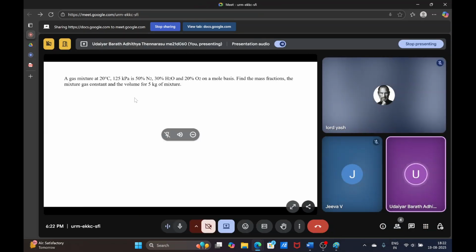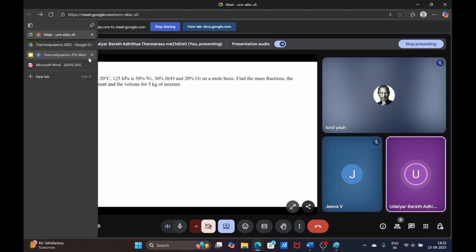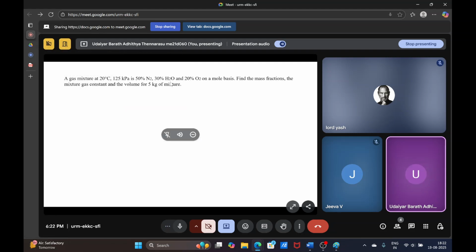So you have been given a mixture of nitrogen, water and oxygen, just like air. This is all given in terms of mole basis. You need to find out in terms of mass. So these are mole fractions. If you take 1 mole of this mixture, you have 0.5 moles of nitrogen, 0.2 moles of oxygen and 0.3 moles of water or water vapor.